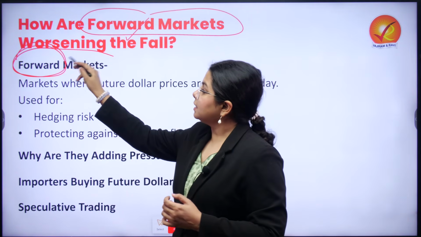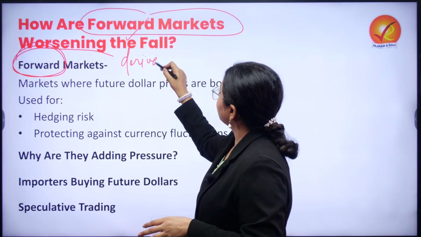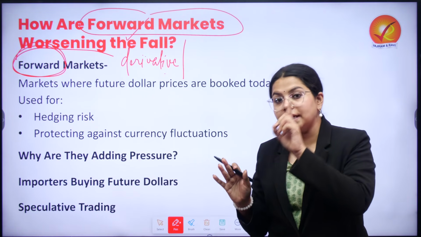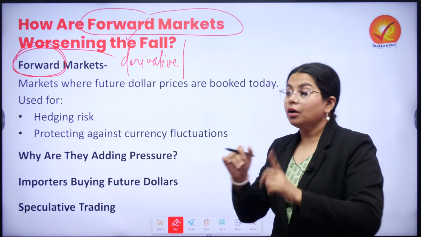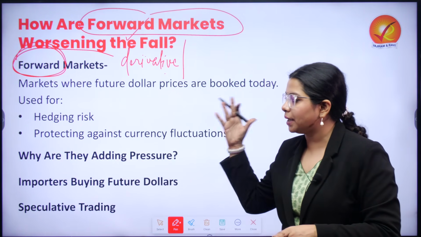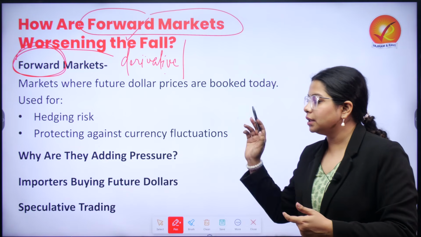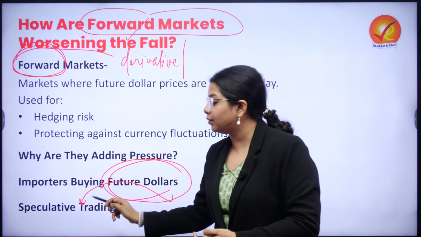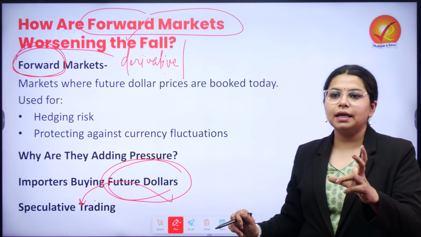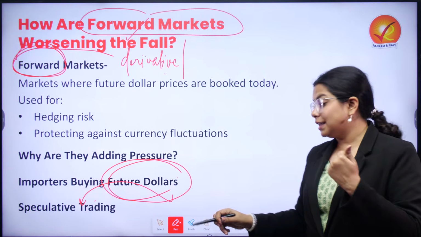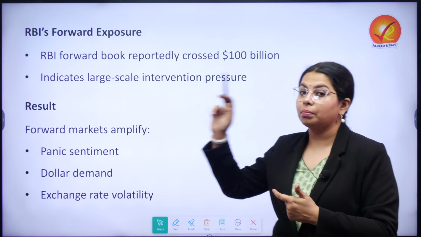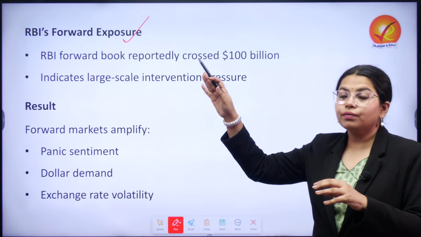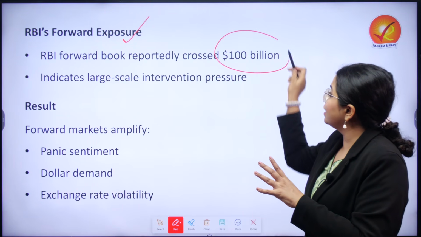It is a derivative contract, and this contract is signed between two parties which decide to buy or sell at a predetermined price on a given date. Now what is happening in forward markets is that there is already a prediction that the dollar will be crossing the 100 mark. So what are importers doing? They are buying future dollars, which is leading to high speculative trading as well. And this speculative trading is leading to more demand for dollars, and then it is adding another round of pressure on rupee. That is why RBI had to finalize their strategy on forward exposure, and as of now RBI's forward book contract has crossed $100 billion.